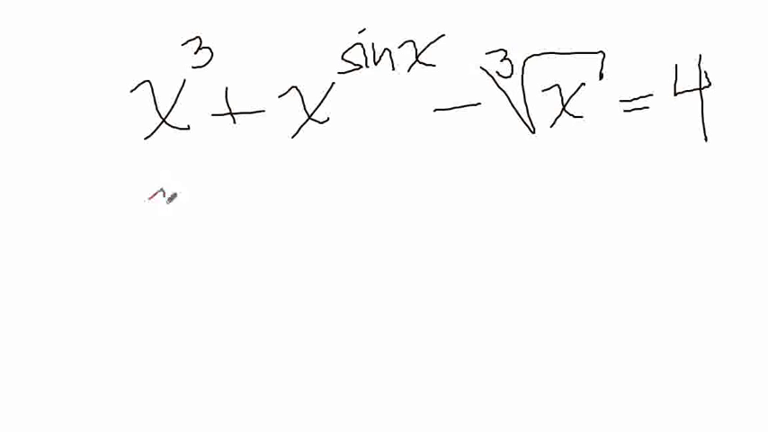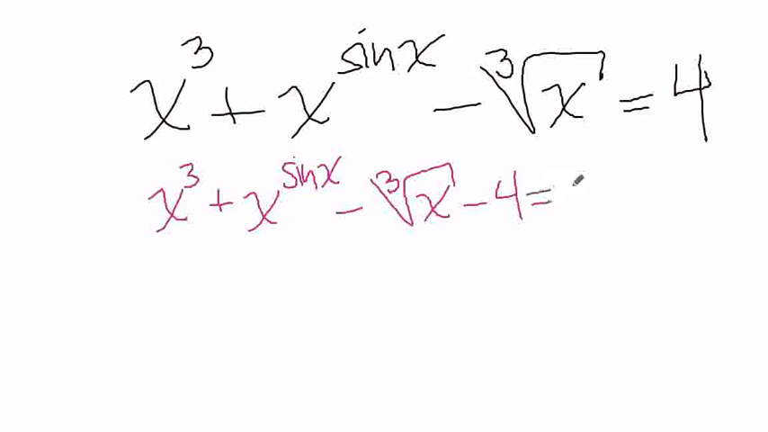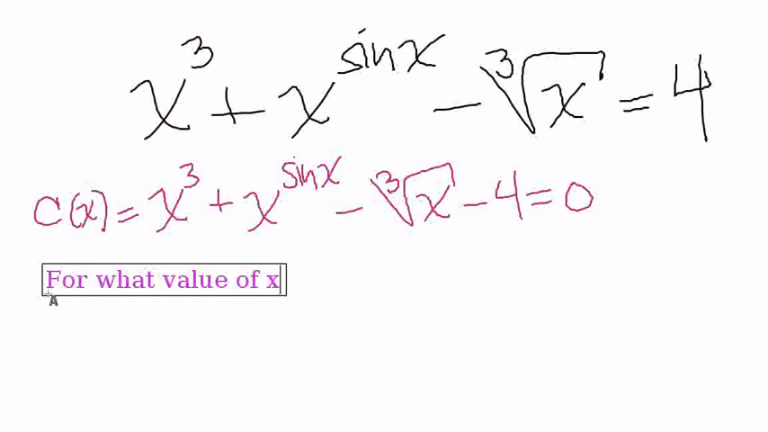Let me first subtract 4 from both sides, and let me also give it a name. Let's call it C of x, for complicated function. C stands for complicated. So in order to solve this puzzle, your calculator has to answer this question: for what value of x is C of x equal to 0?